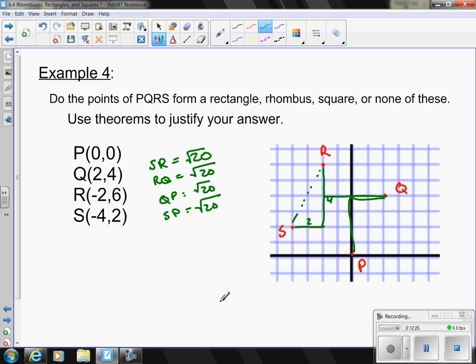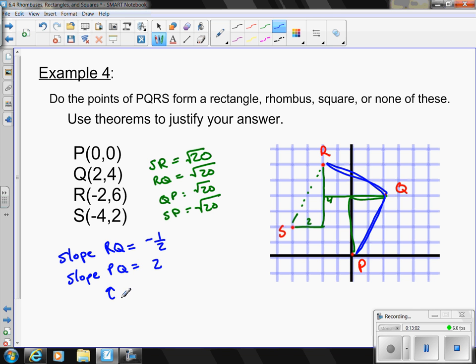So we showed all the sides are the same length, which shows that it is a rhombus, but is this thing a square? So how can I show if this is a right angle? Okay, so one thing I can do is I can look at the slopes. The slope of RQ equals rise over run, so -2 over 4, or -1/2, and the slope of PQ is up 4 over 2, the slope of 2.